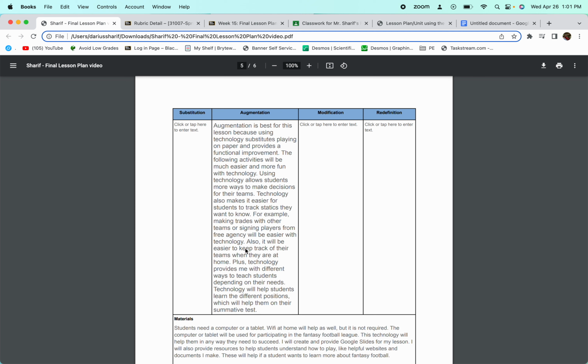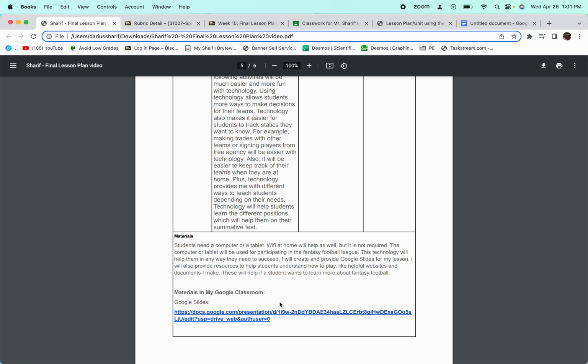Also, it would be easier to keep track of their teams when they are at home. And technology provides me with different ways to teach students depending on their needs. Also, technology will help students learn the different positions, which will really help them on their summative test.